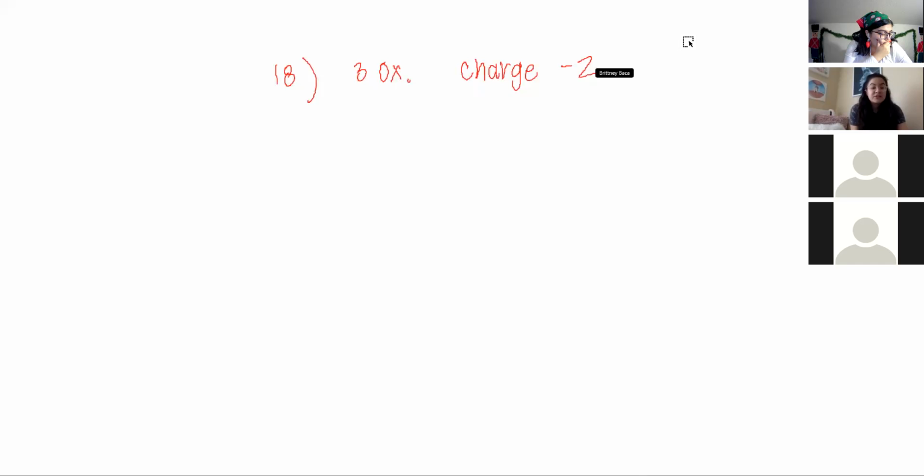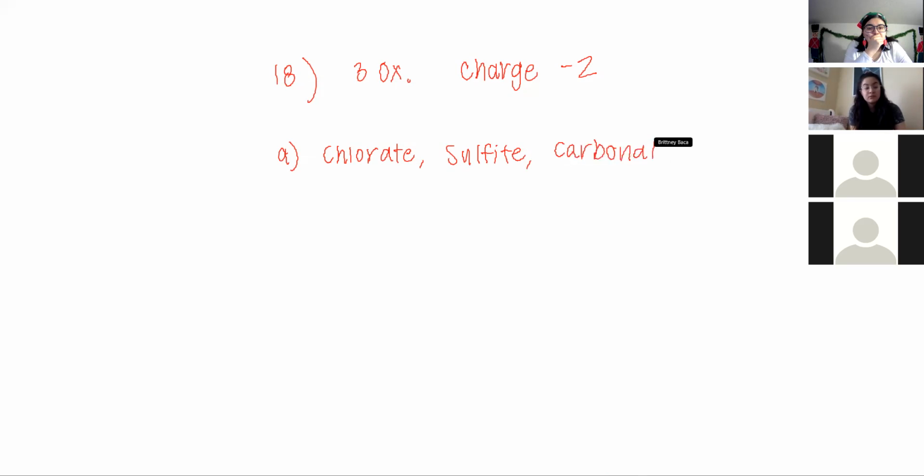So then we have answer choice A. We have chlorate, sulfite, and carbonate. What about carbonate? Because I see in the chat carbonate question mark. We have to make sure that all 3 answers have 3 oxygens and a charge of -2. So do all of these follow that rule? Yeah, carbonate does follow it. So good on that. But what about chlorate and sulfite?